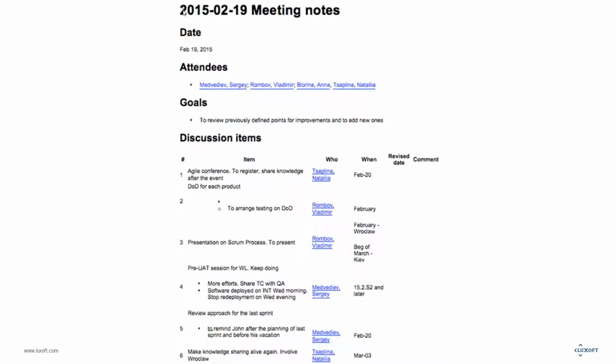So here are our meeting minutes. There is the date of the meeting minutes, an attendance list of who was present at the meeting, some goals, and discussed items. There is the item, the person who is committing to this item, and by when this item will be prepared. At the next meeting, we are going to review these meeting notes to make sure that we meet our commitments.